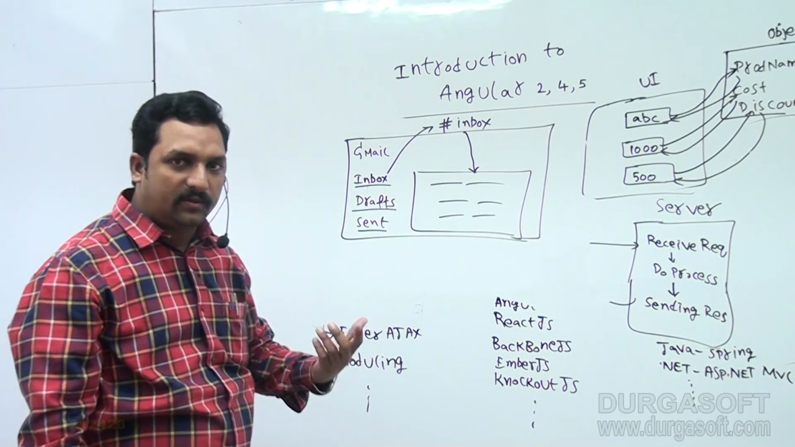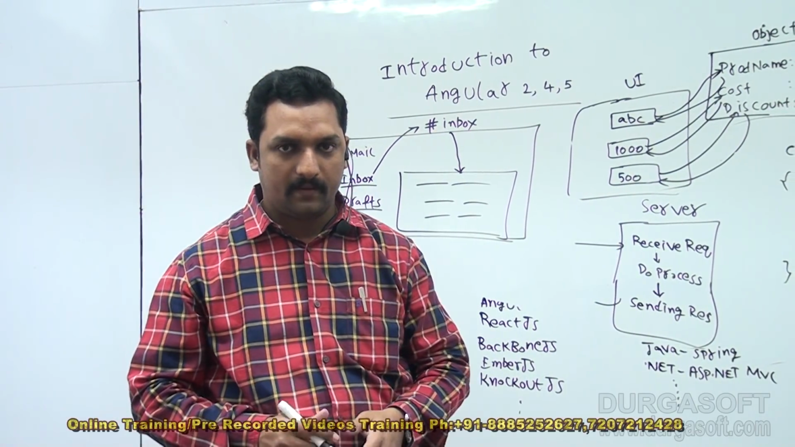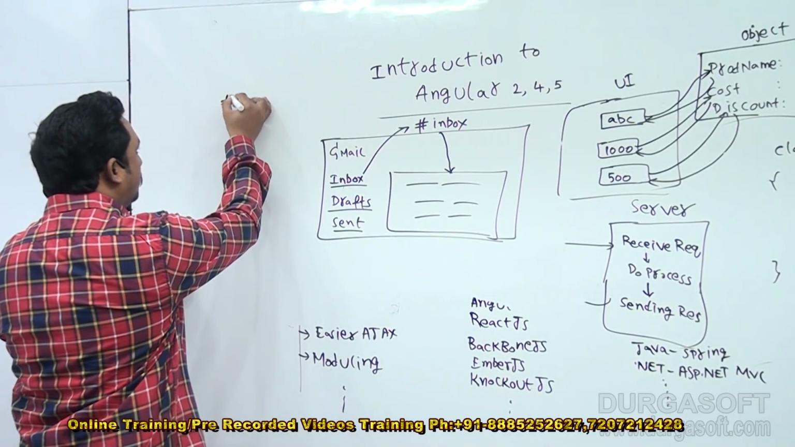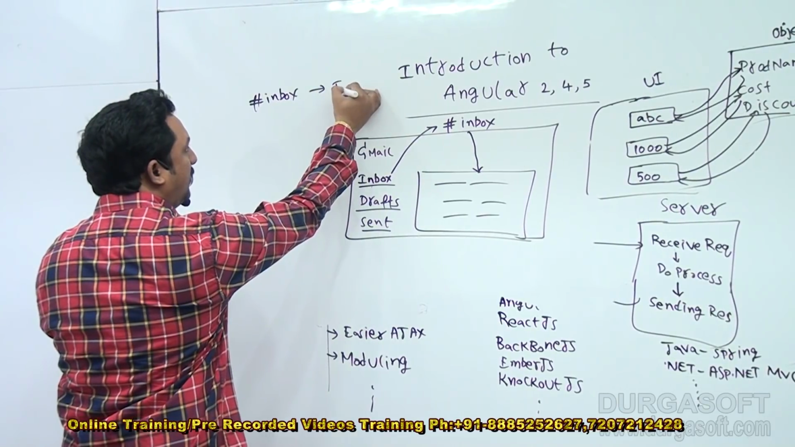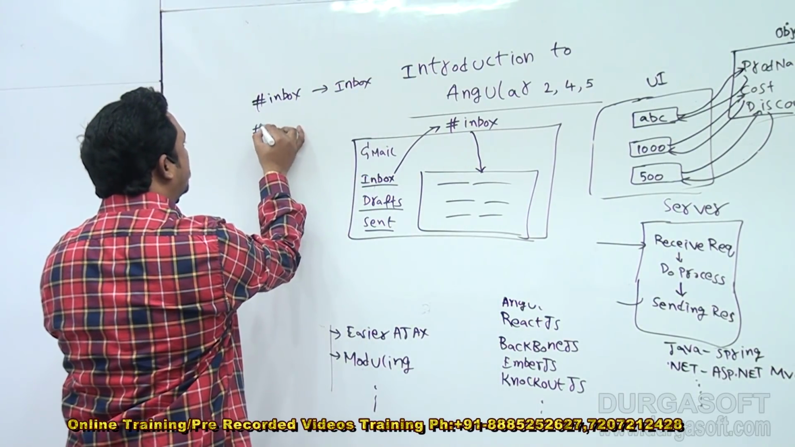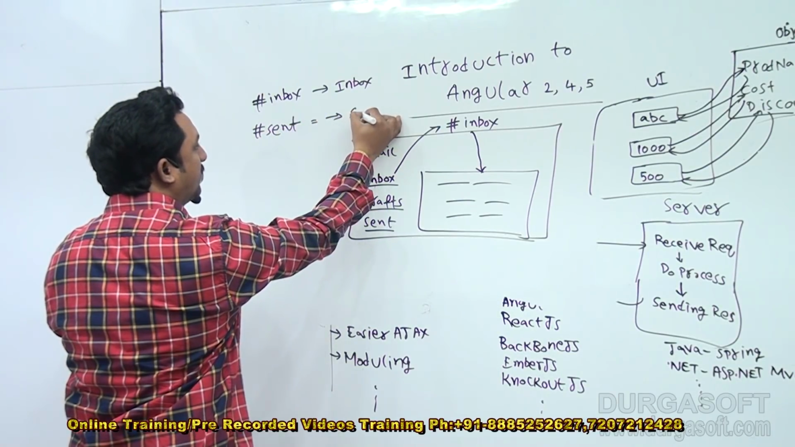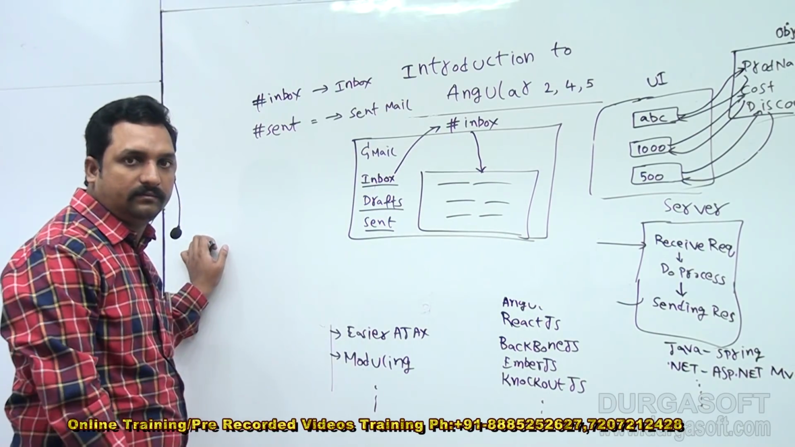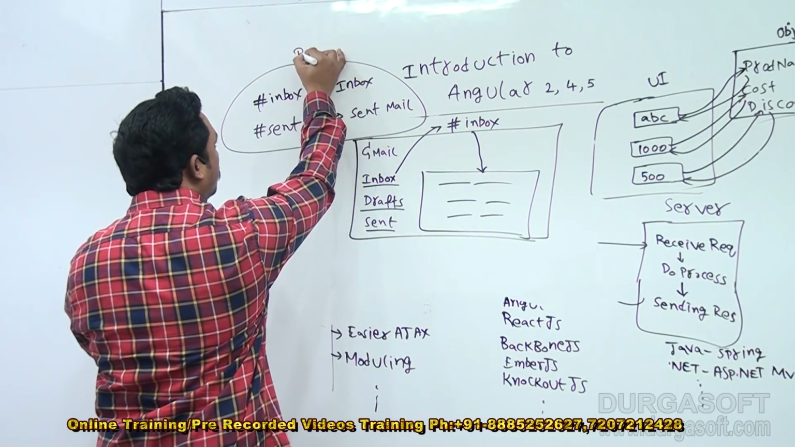But how does the system know that for this URL, this page has to be executed? There should be a mapping somewhere, right? Okay, I'm just mapping here. #inbox means the inbox page has to be displayed. #sent means the sent mail page has to appear. And so on. This mapping process is called what? Routing.